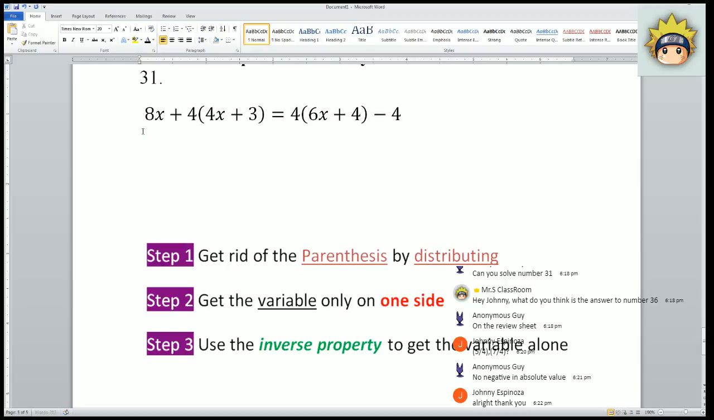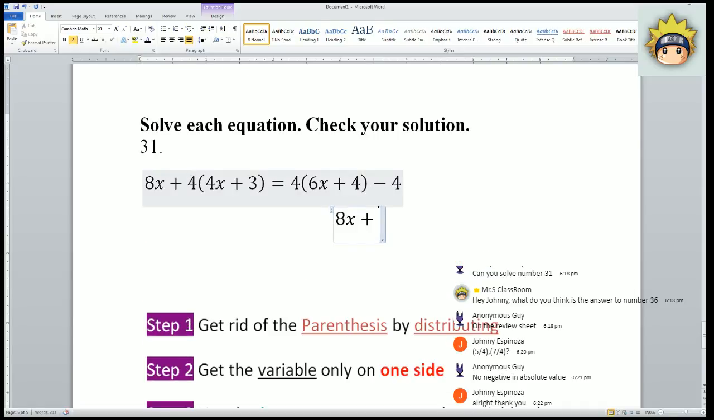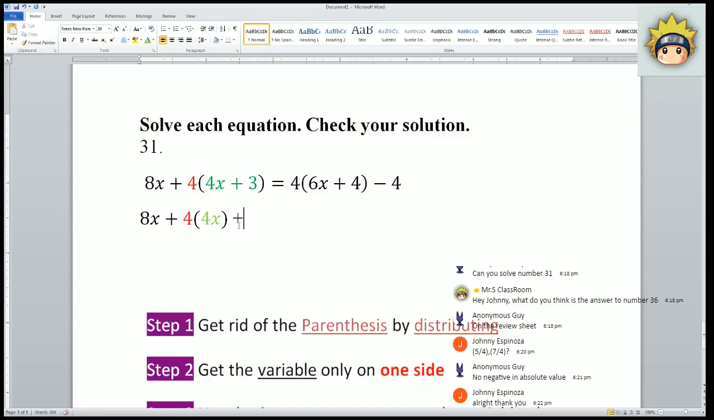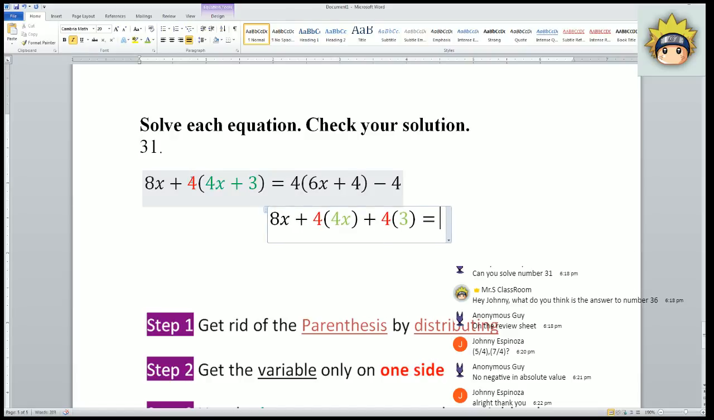So let's distribute. Nothing happens to this. Plus, let's distribute the 4. I'm going to make the 4 red, and I'll make everything on the inside green. So 4 has to be multiplied into 4x, close the parentheses, plus 4, close 3. I just want to show you all the steps for when we distribute.